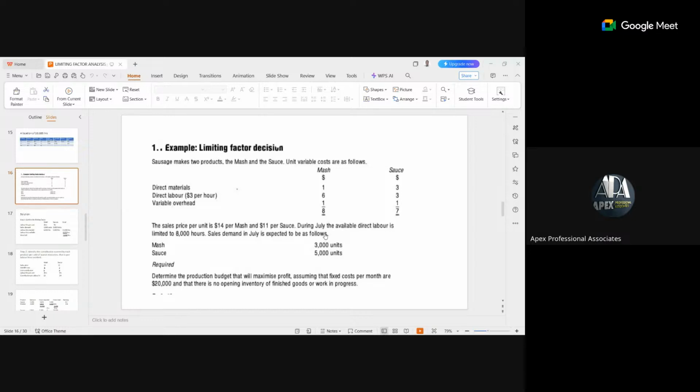Most constrain and prevent the organization from meeting its goals. For example, if a factory has limited machine hours, this becomes the limiting factor. It becomes a limiting factor.